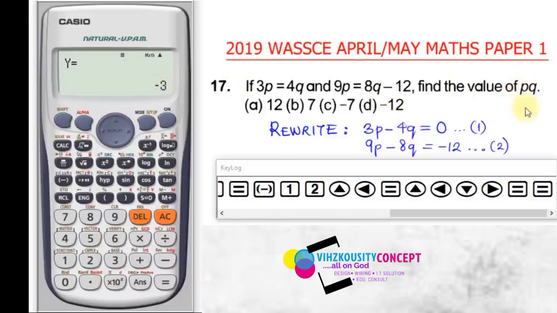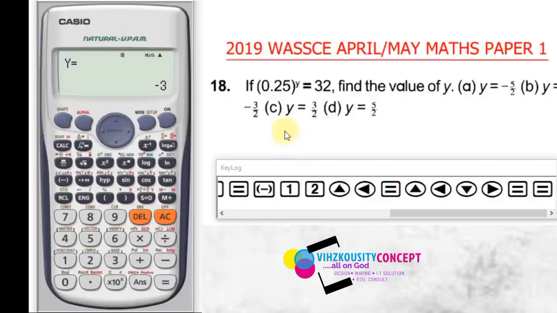But what we have to find is PQ, meaning the product of the roots, and that will be minus 4 multiplied by minus 3. Minus times minus is plus, 4 times 3 is 12. So the solution is A. 12 is the answer to this question.